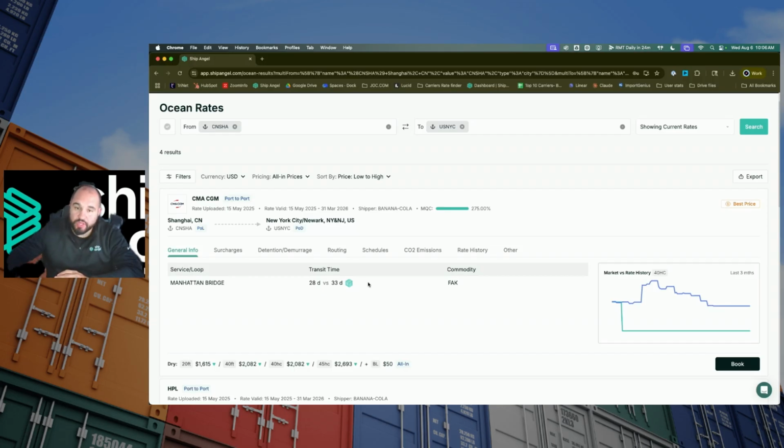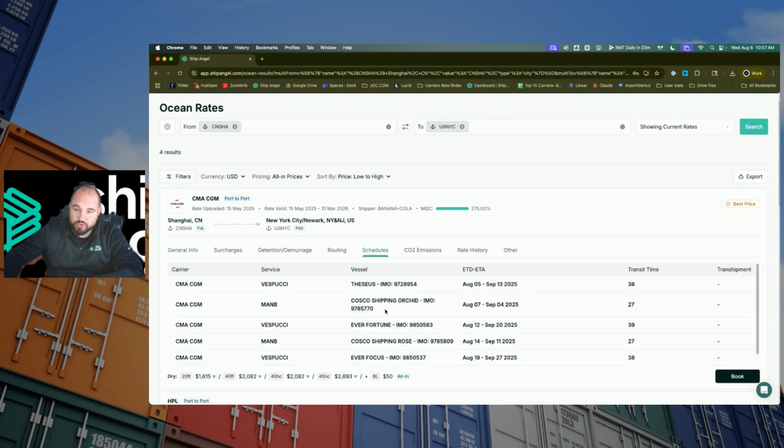What's super useful here is the ShipAngel platform. We bring in third-party data, and one of the most important third-party data sets we bring in is schedule data. With that comes transit time information. So now very quickly, I can see Shanghai to New York City for CMA CGM. The market transit time on this lane is actually 33 days.